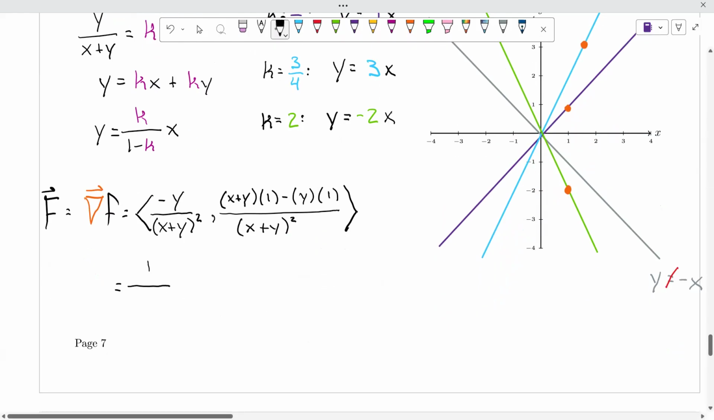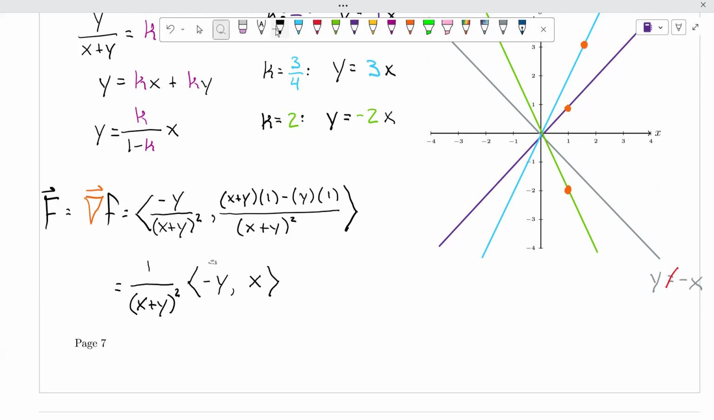First thing I'm going to do is, I don't really want an arrow in my denominator. I'm going to pull out a 1 over x plus y squared, since both terms have it. That way I can just focus on the parts that are changing in the middle, which looks like it's going to be negative y for the x component. And for the y component, looks like x plus y minus y, which is just x in its numerator.